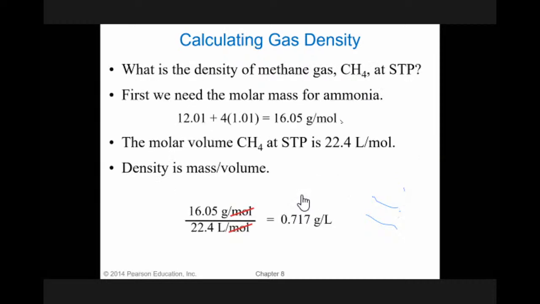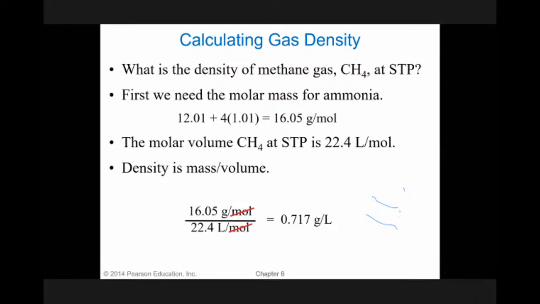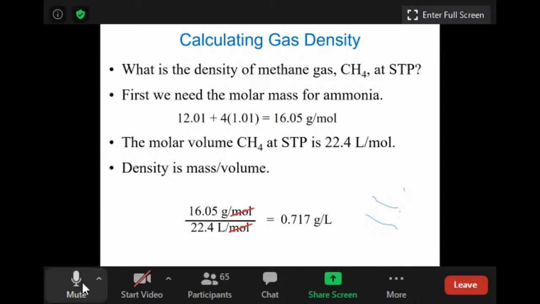All right. So what is the density of methane gas? Methane is CH4. Now, I want you to take a look at this slide and tell me if you see any mistake that it made. Do you see the mistake made in this slide? Anybody? Is it the liter per mole? No. No, you don't see anything there? Anybody? Who sees something?